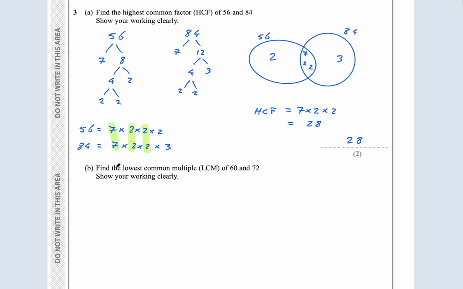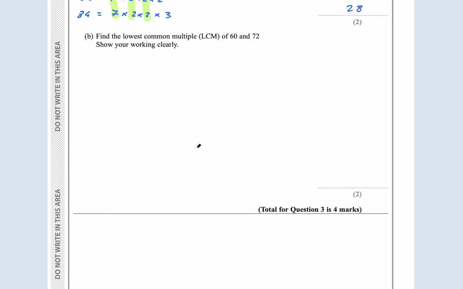Okay, part B. Find the lowest common multiple of this and this. Same kind of thing. Show our working clearly. I'm going to say 60. Let's do our factor tree. 15 times 4, 3 times 5, 2 times 2. We'll do 72 is 9 times 8, 3 times 3, 4 times 2, 2 times 2.